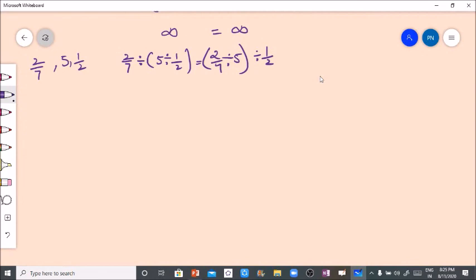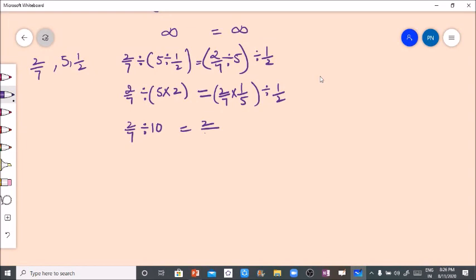Okay, here 2 by 7 divided by 5. I change division into multiplication. Okay, children, carefully. 2 by 7 is divided by 10 equals to 2 by 7 times 5 is 35, divided by 1 by 2.